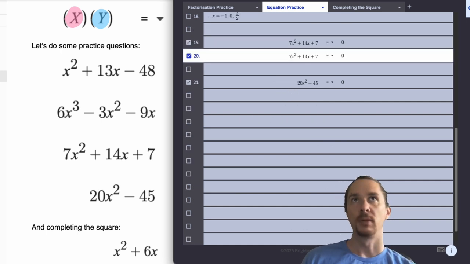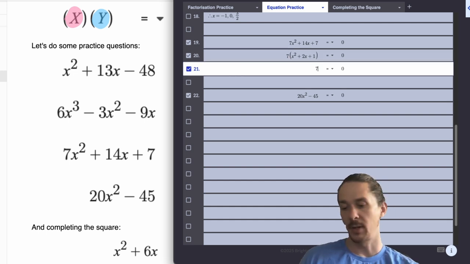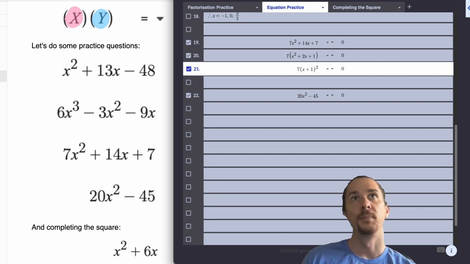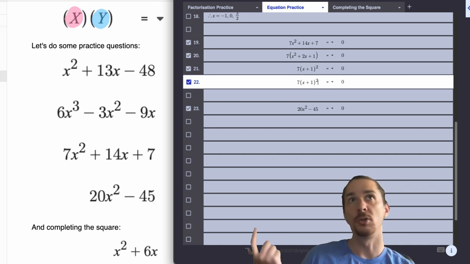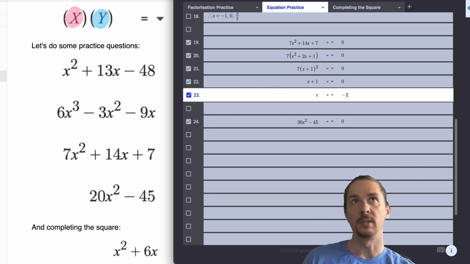Okay, in this case, I'm going to pull out a factor of 7. And now I can see that this is a perfect square. That's x plus 1 whole squared. And so that means that x plus 1 equals 0. There's no other way that this thing could be equal to 0. X plus 1 must equal 0. And so I can say that, which means that x must be equal to -1.